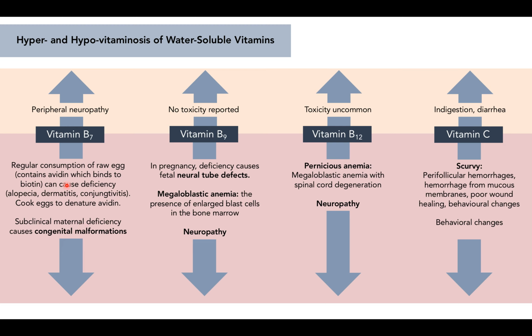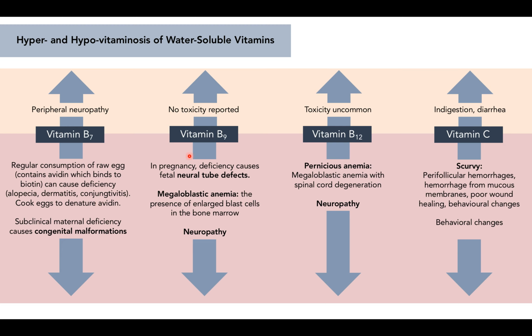There's one important fact: hypovitaminosis B7, or biotin deficiency, can also be caused by the regular consumption of raw egg. In raw egg, there's a protein called avidin, which can bind to biotin. This can cause vitamin B7 deficiency, which is characterized by alopecia, dermatitis, and conjunctivitis. There's one simple solution to this, which is to cook your eggs to denature the avidin first.